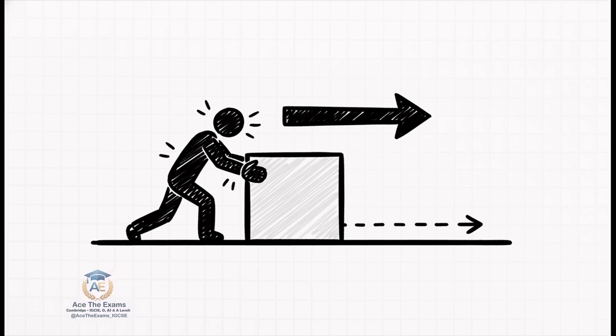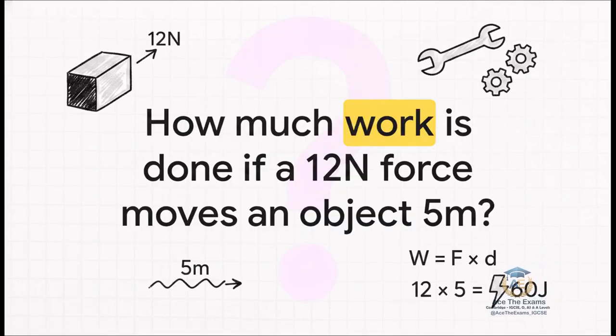But listen closely, because there is a vital condition attached to this formula that examiners absolutely love to test you on. That distance moved, it must be in the exact direction of the applied force. For example, if you're pushing a heavy box horizontally across a floor, you only count the horizontal distance the box traveled. It makes sense when you think about it. The greater the force you apply and the greater the distance you manage to move it, the more work you've ultimately done.